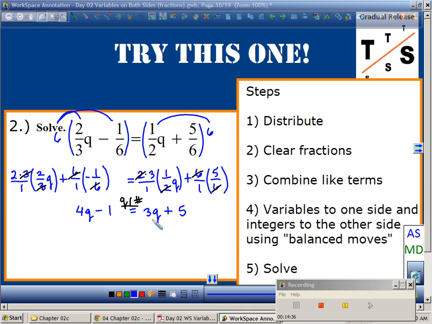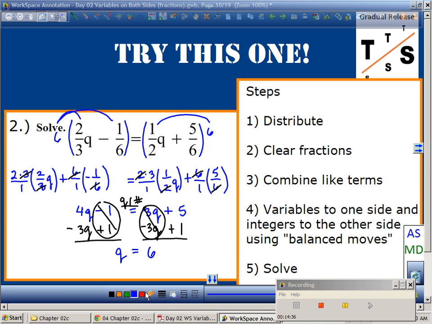No, if I want to get 3q off of this side, I would subtract 3q from both sides, right? We're just moving it. We're not multiplying, we're just moving it. So negative 3q, negative 3q. Carlos, how about this one? Add 1, add 1. That gets rid of my numbers off of this side and my variables off that side. Correct? So we're left with 4q minus 3q's is just q equals 6.